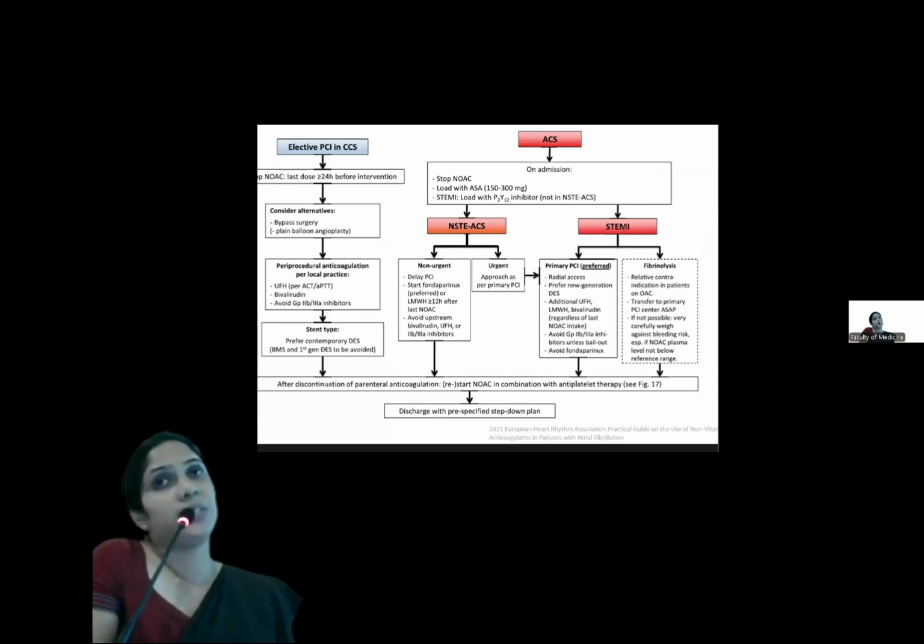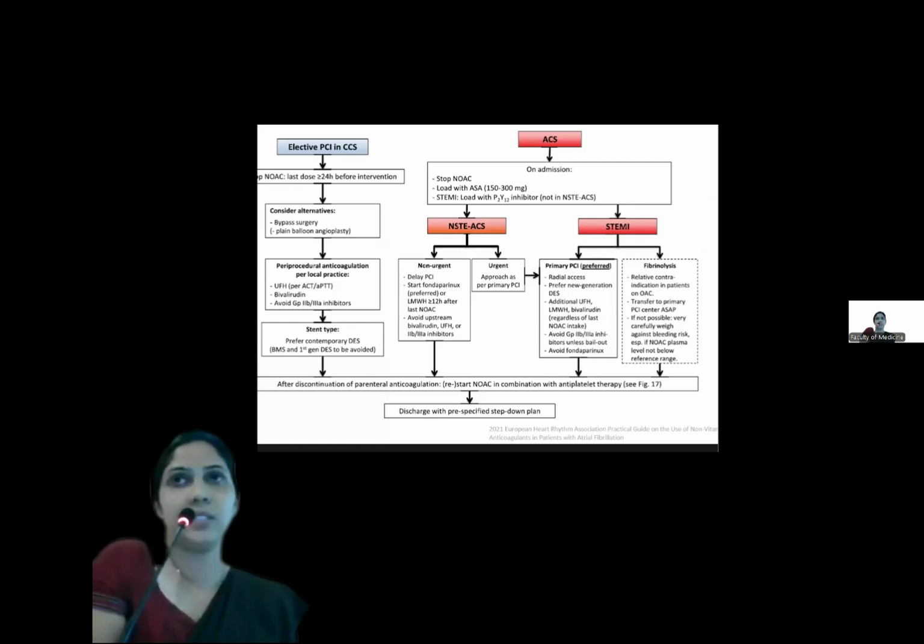If a patient comes with non-ST elevation myocardial infarction, the management depends on whether we are going for a PCI or not. If you are going for a PCI, you stop your NOAC and you give only one antiplatelet as the loading dose. The recommendation says we load with aspirin. And then we add on enoxaparin as per our usual regime, and you go ahead with the PCI.